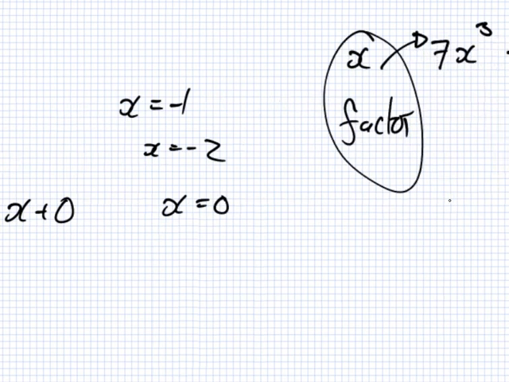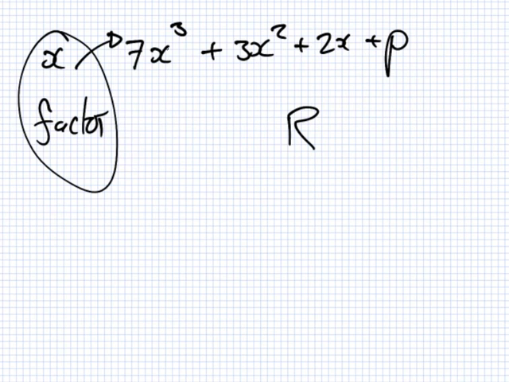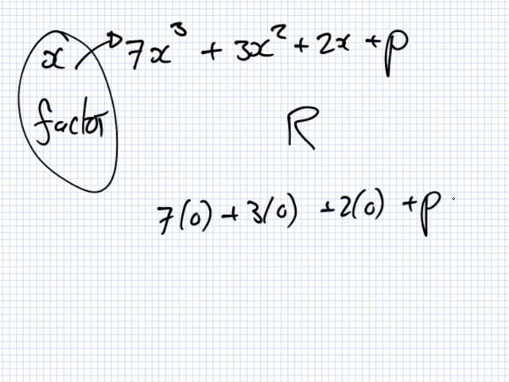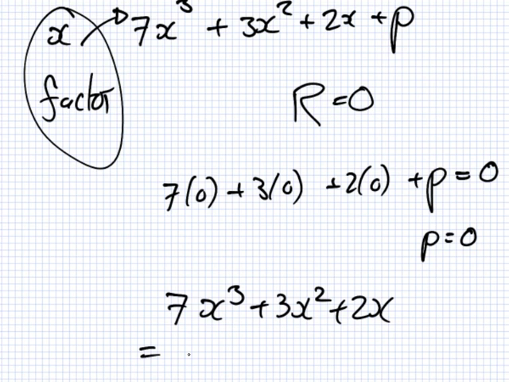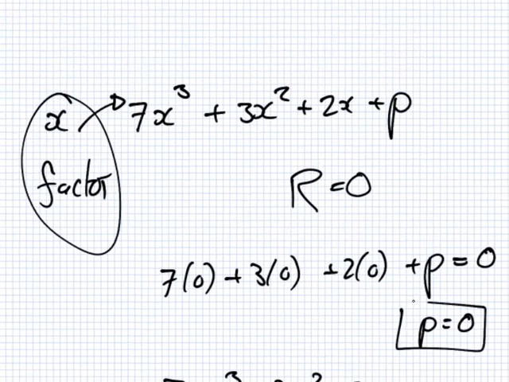So what I do, I put 0 in here. And I get 7 times 0 plus 3 times 0 plus 2 times 0 plus p. What should that equal? 0. So what should p equal? 0. But of course, if you think about it, that makes sense, because the only way x could be a factor is if it's like this. Because this is the only way I can take x out. So it has to be 0 then. That's the answer, yeah.